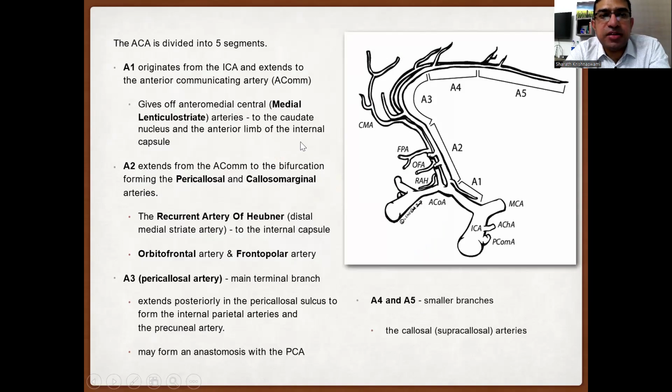The ACA, that is the anterior cerebral artery, is divided into 5 segments, but the ones that we will be concerned with are the A1, A2, and A3. The A1 extends from the internal carotid artery to the anterior communicating artery. A2 extends from the anterior communicating artery to the bifurcation of the pericallosal artery and the callosomarginal arteries. And A3 is the pericallosal artery, which is the main terminal branch. A4 and A5 are the smaller branches.